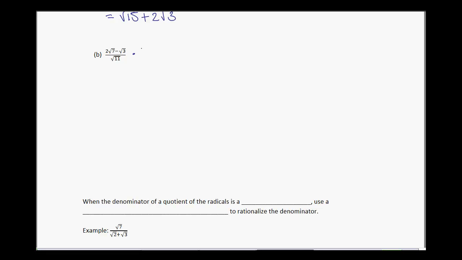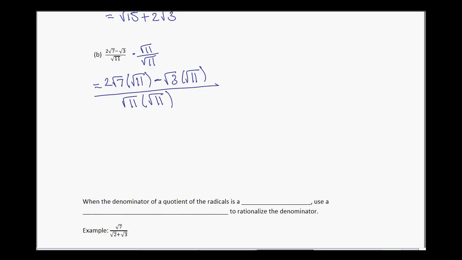Yet again, we need to rationalize. Multiplying by root 11 will give us 2 root 7 times root 11 minus root 3 times root 11, all divided by root 11 times root 11. This simplifies to 2 times root 77 minus root 33, all divided by 11. We have no common factors here, so that is our final answer for that question. Okay.